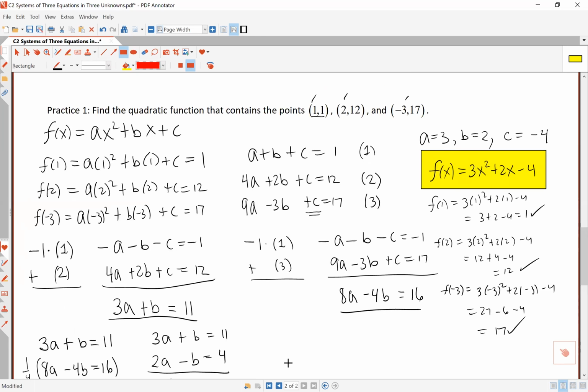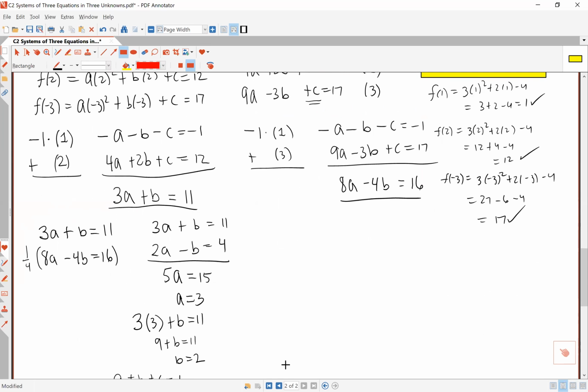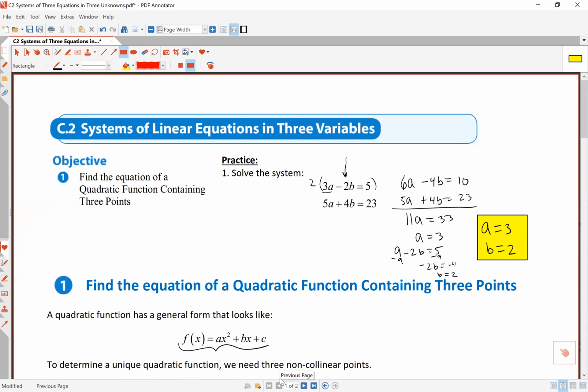And this concludes the video for section Appendix C2, Systems of Linear Equations in 3 Variables. Objective 1, find the equation of a quadratic function containing 3 points.